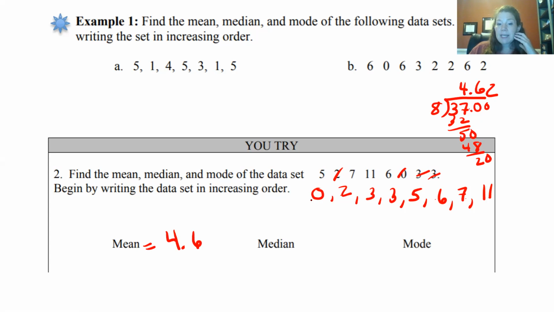All right, for my median, I'm counting off bottom, top, or low, high, low, high. I have 2 numbers. So I add them up and I get 8, and 8 divided by 2 is 4. So the median is 4. And then finally the mode, I have 2 3s, right? Only 2 3s, so my mode is 3.